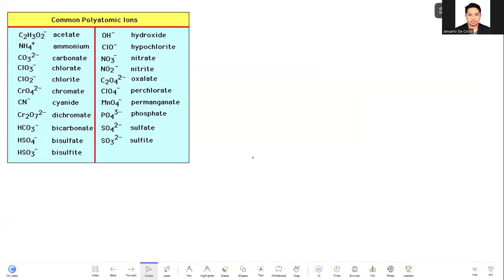Okay, so for example, number 3. For example, I will bond indium with phosphate, PO4, 3 negative.